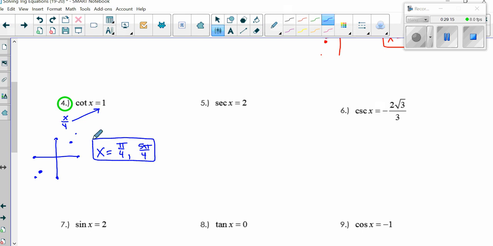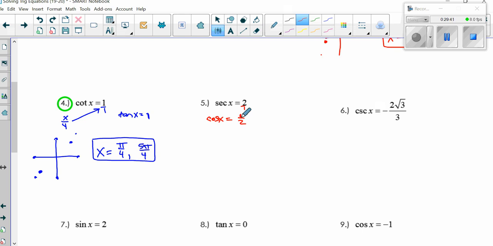5 pi over 4. Okay? Or if you wanted to, you could say cotangent is tangent if you flip it. And if you flip 1 over 1, you get 1, and you could treat it like tangent. You're going to get the same answer. Okay? Things like number 5, just make sure that you flip secant. If you flip it, the reciprocal would be cosine. But if you flip this, you get 1 over 2. Not negative 2, not still 2, but 1/2.